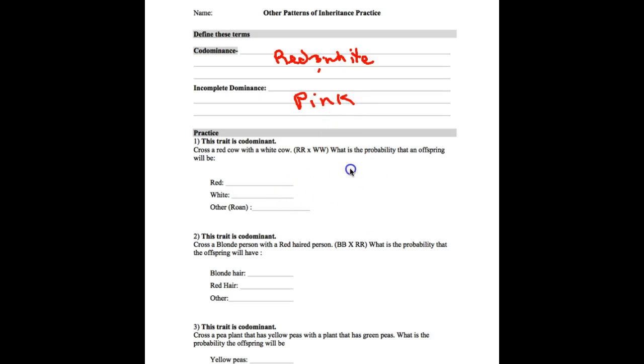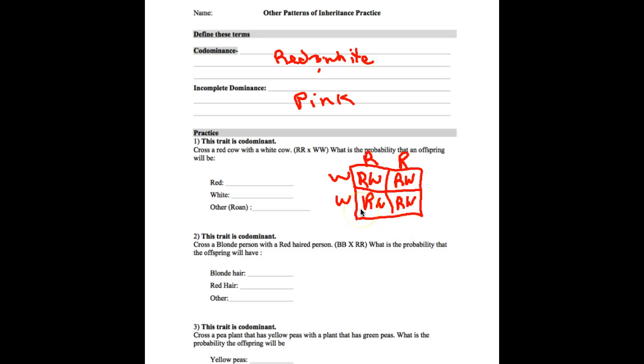Let's set up this Punnett square right here. We're going to set this up basically the same way, but we're going to use different letters. When we're doing normal Punnett squares, we use the same letters, but when we're doing incomplete dominance and codominance, we use different letters to help us wrap our heads around this. So this is going to be red and white, red and white, red and white, red and white.